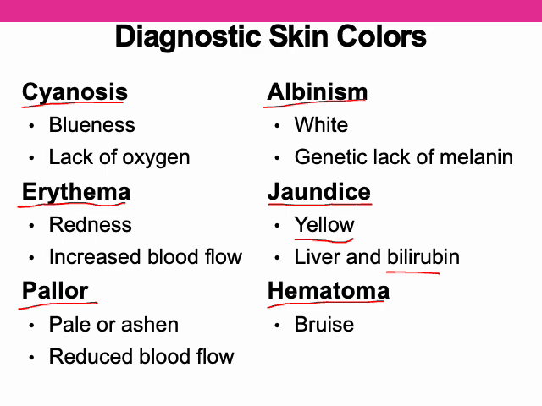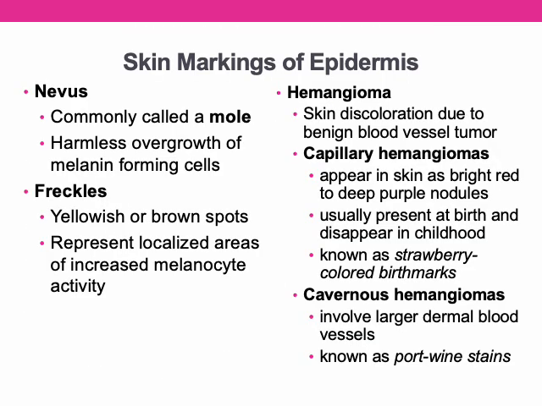Hematoma is the scientific way of describing a bruise, and it's basically a clot of red blood cells in an area, and usually a bruise changes in color depending on the time of the injury and how long it has been there. Here are some additional skin markings. The first one is nevus, which is the scientific name for mole. They are an overgrowth of melanocytes, and usually they are harmless.